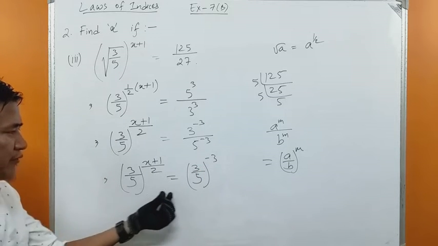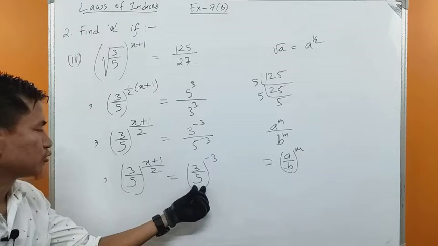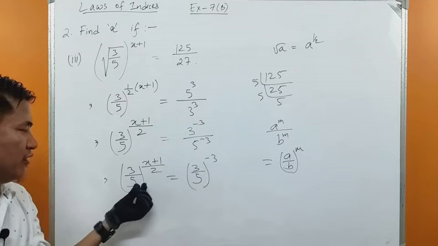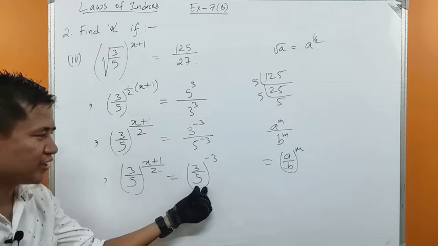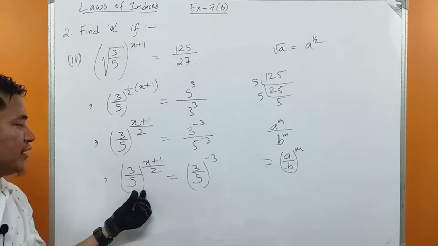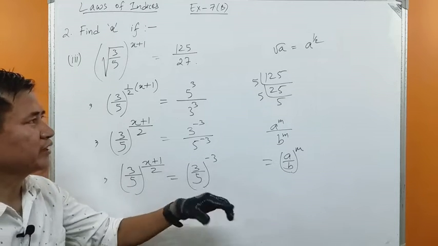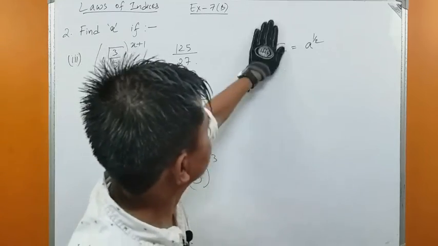Now 3 upon 5 and 3 upon 5 bases are equal, so their powers should also be equal. So let me continue here.